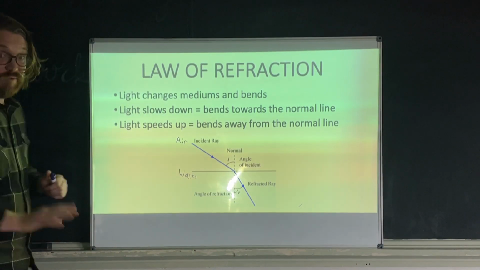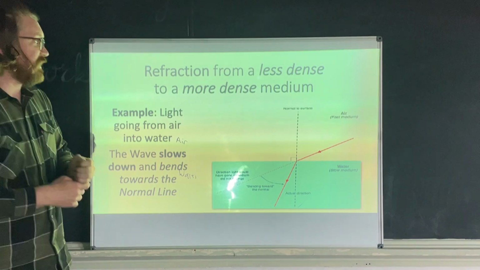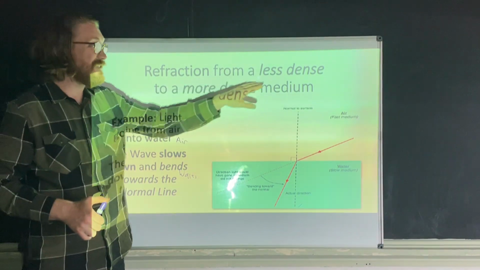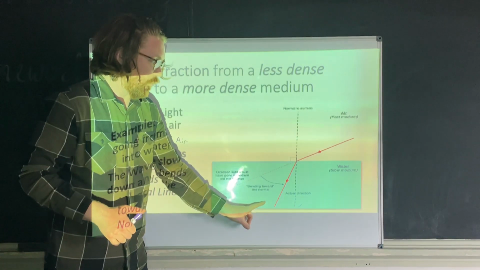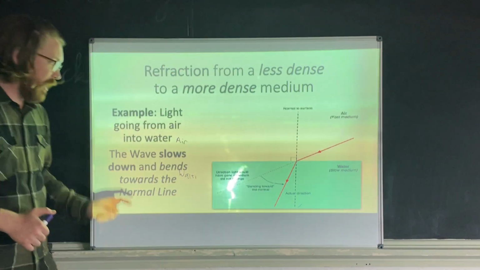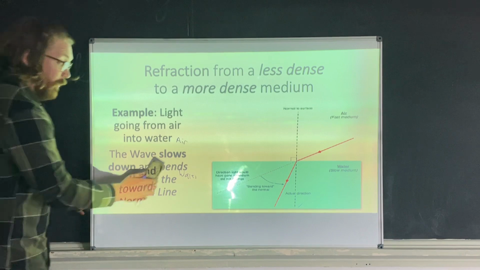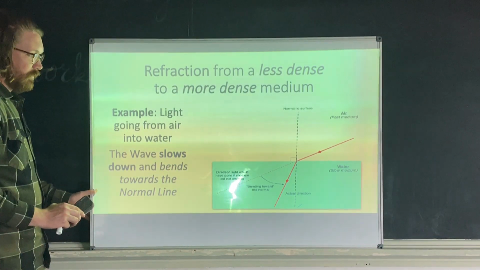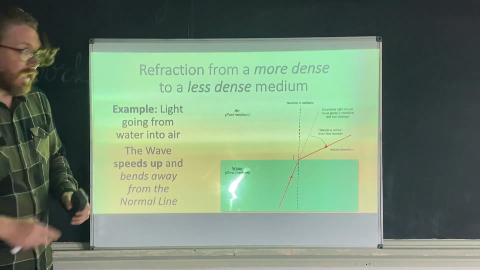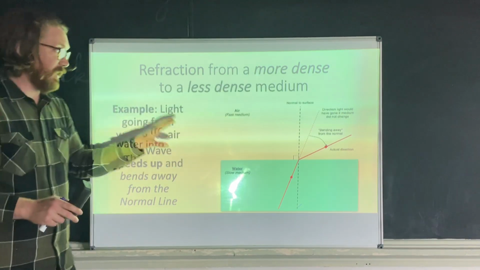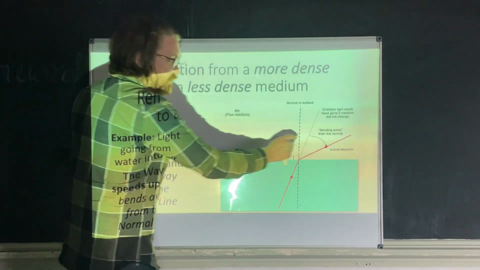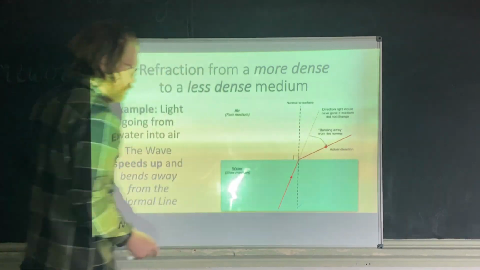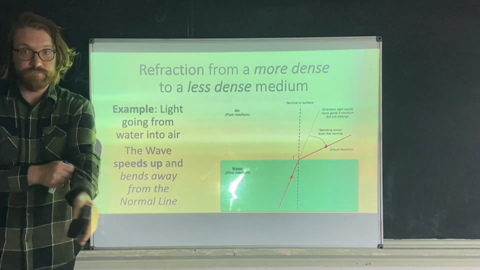So just to not leave you guys high and dry, I included both of these. Refraction from a less dense to a more dense medium is like going from air into water. It bends towards the normal line because it's slowing down. And when it goes from a more dense medium to a less dense medium, going from the water to the air, it goes away from the normal line because it's speeding up.